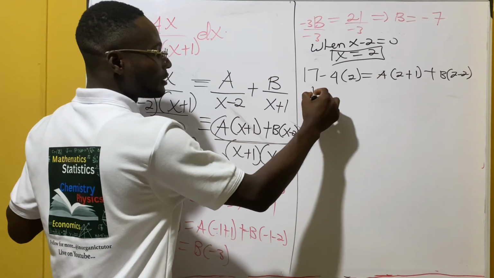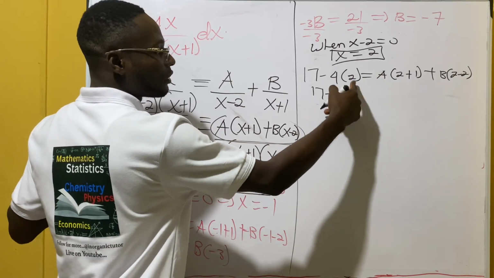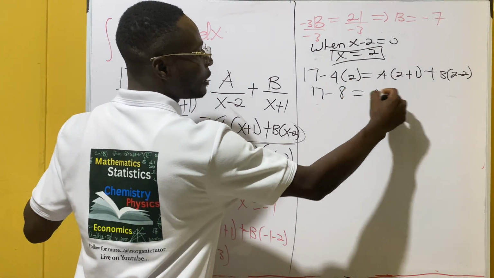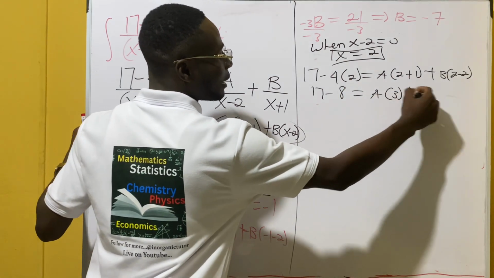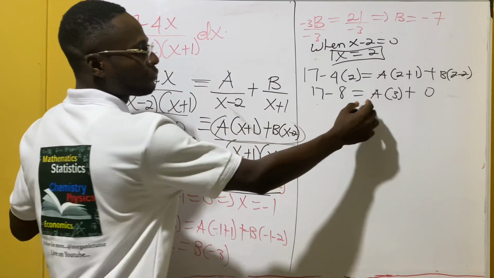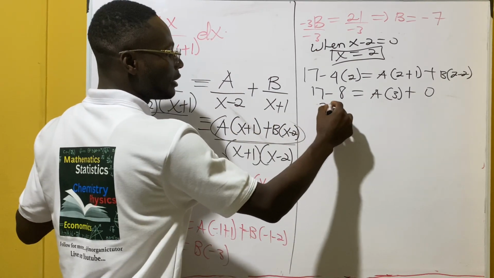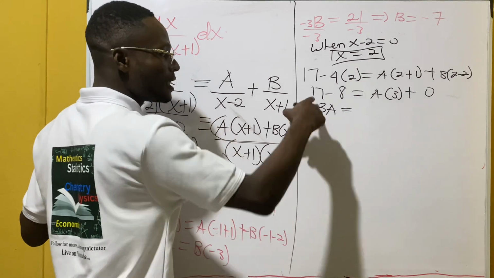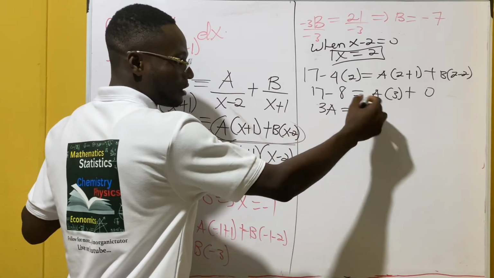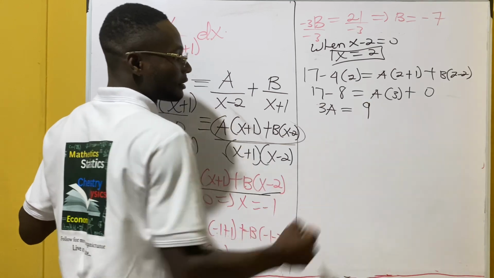So we have 17 minus 4 times 2, that is 8, should be equal to a into 3 plus this right here will give us 0. So we have 3a should be equal to 17 minus 8, and that is, of course, 9.